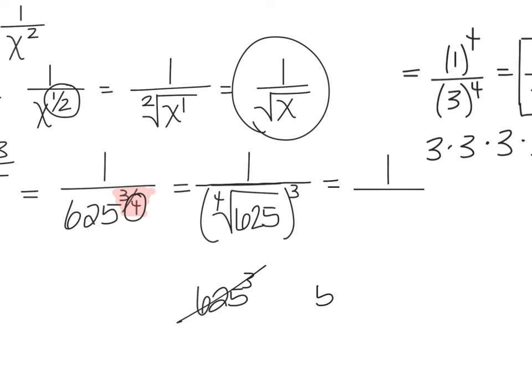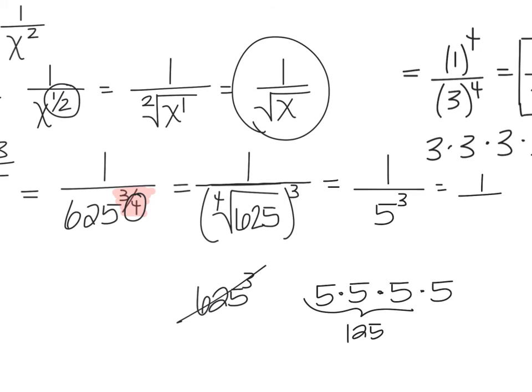So it turns out that 5 times 5 is 25. 25 times 5, so 5 cubed, is 125. And if I multiply that by 5 one more time, that would be 625. So the fourth root of 625 ends up being 5. And then we'll raise 5 to the third power, so this will leave me with 1 over 125. So my answer is 1 divided by 125.